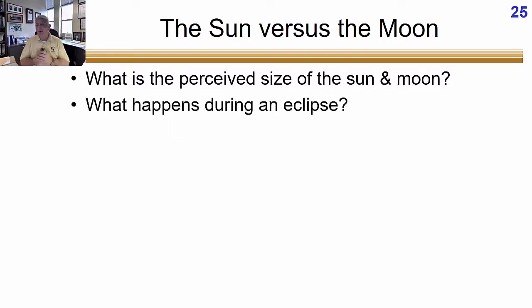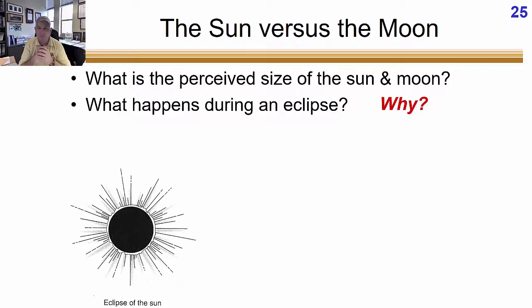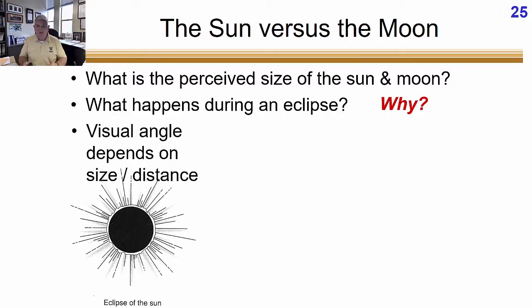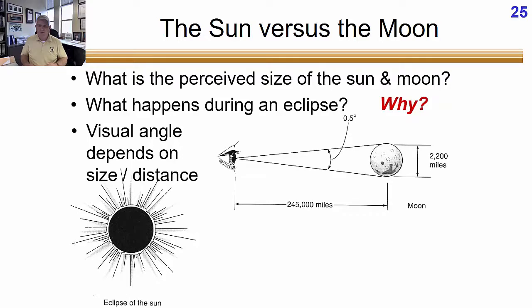What happens during an eclipse, right? So you remember the eclipse a couple of years ago, right? The moon covered up the sun fully, right? So the perceived size is the same for those, right? So this is all based on visual angle, right? It turns out that the visual angle for the moon is about 0.5.